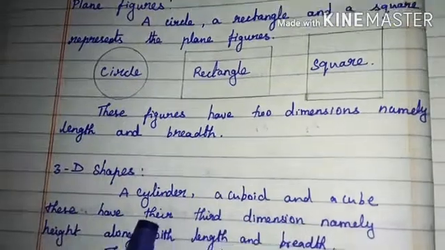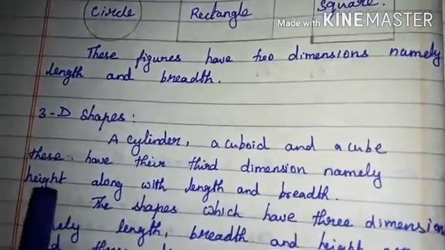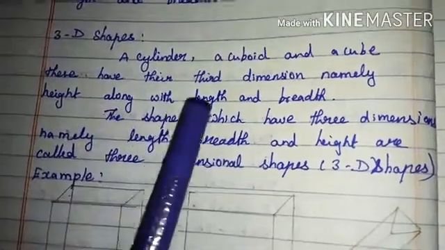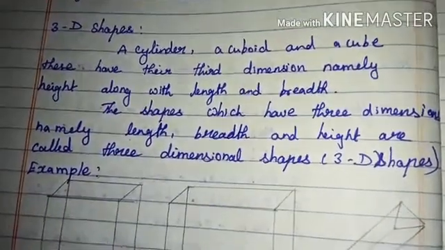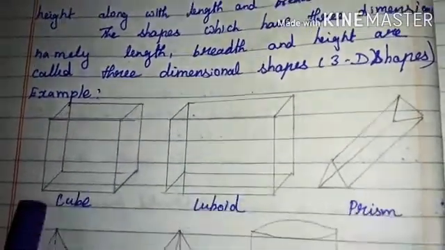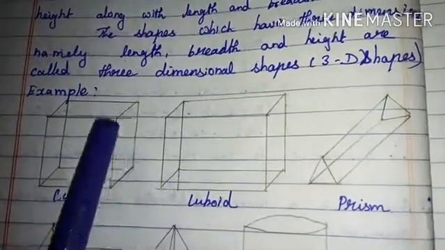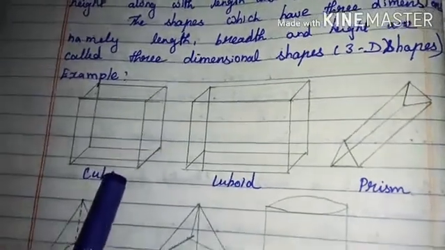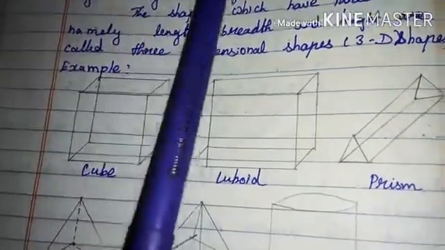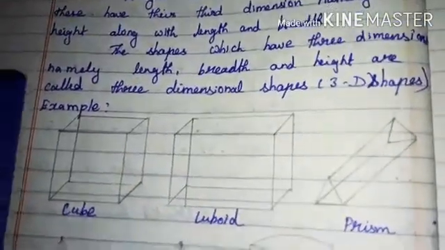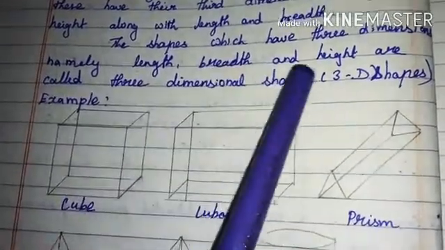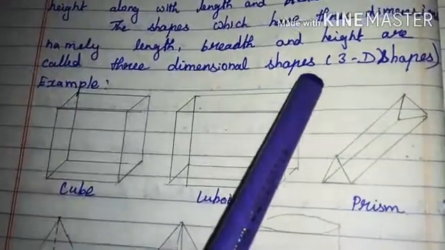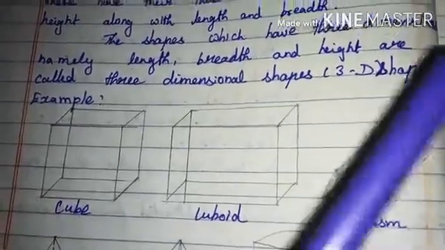3D shapes, a cylinder, a cuboid and a cube, have their third dimension, namely height, along with the length and breadth. Let's take the shape cube. Here we have this length, breadth and also its height. So we call the cube a 3D shape. That is, the shapes which have three dimensions, namely length, breadth and height, are called three-dimensional shapes, or we simply call them 3D shapes.